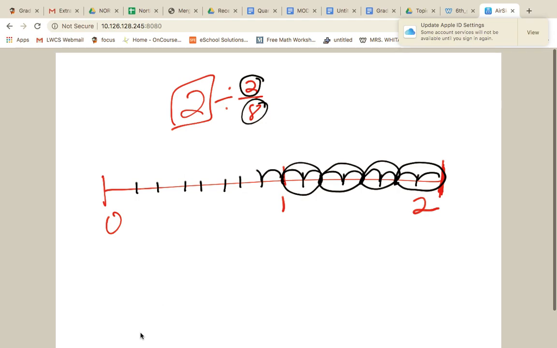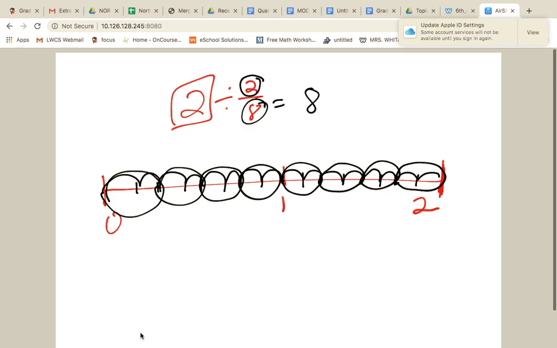One group, 1/8, 2/8, circle it. Now I got five groups of 2/8. 1/8, 2/8. Now I got six groups of 2/8. 1/8, 2/8. I got seven groups of 2/8, and then 1/8, 2/8. I got 8 perfect groups of 2/8. So the answer would be 8. I think that's it. You should do well tomorrow if you watch this video.